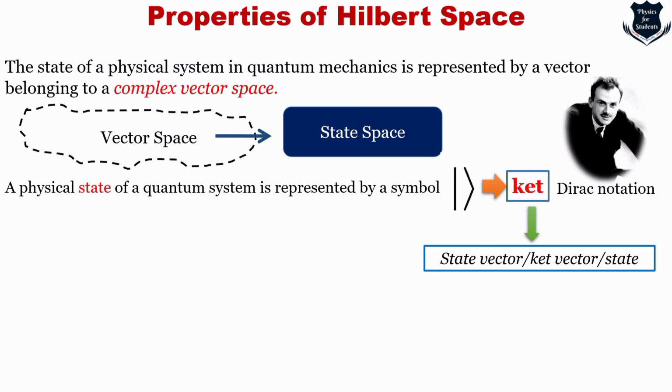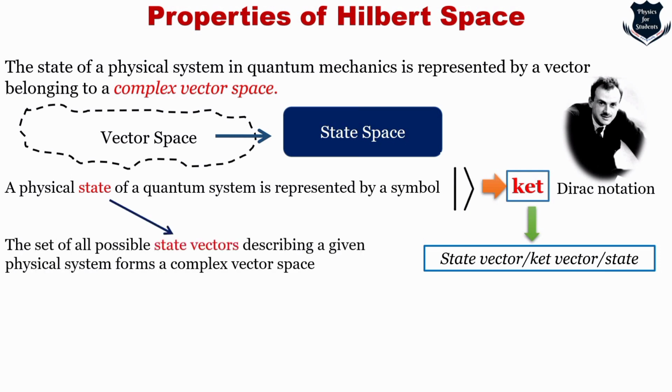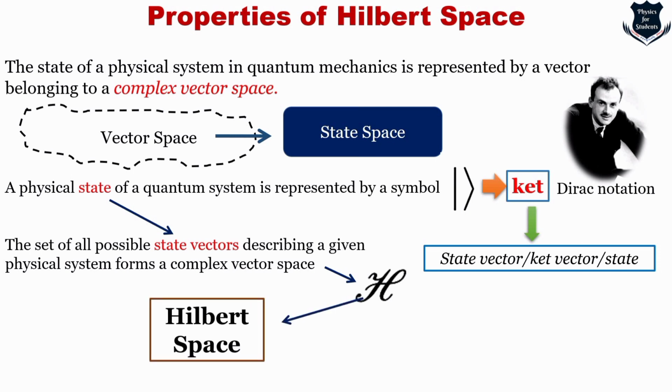Just now we have read it. So now what we see is that the set of all possible state vectors, because the physical state of a quantum system we denote by a ket. Ket is known as such because it represents a quantum system state vector, ket vector and state. Now the set of all possible state vectors describing a given physical system forms a complex vector space, which is this one, the curly H, which is the Hilbert space of the system. You can think of the Hilbert space as a space of all possible states in which a quantum system can be found. I've just shown that.